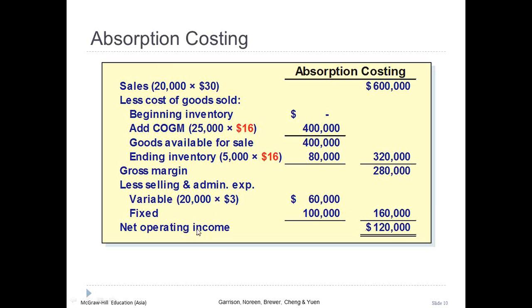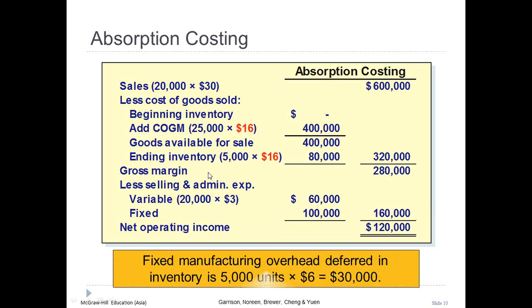Remember that. Bottom line, top line, fixed manufacturing overhead deferred in inventory is $5,000 units times $6, $30,000. That's going to be deferred. And deferred means it'll be recognized later. Okay?